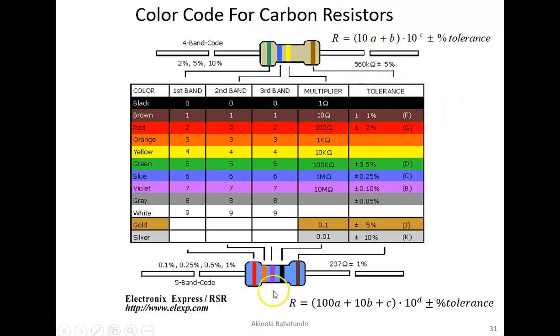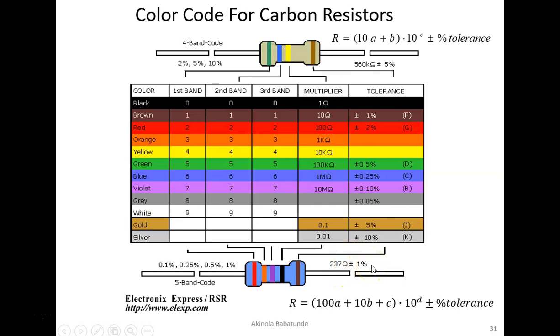Okay. So for the 5-band code, you can work on that too. This is the expression you use for the 5-band code. It's going to be 100A plus 10B plus C multiplied by 10 raised to power D plus or minus the percentage of the tolerance. So for these, try to find out what the resistance for these would be. It's been obtained here to be 237 ohms plus or minus 1%.